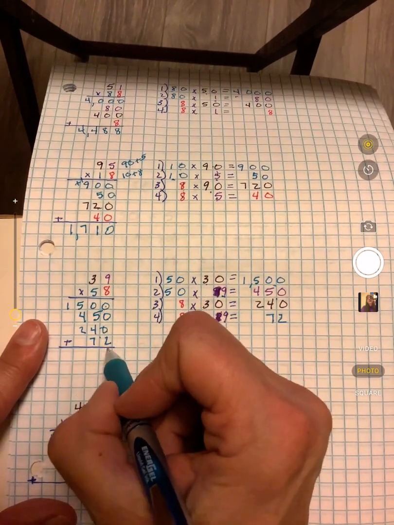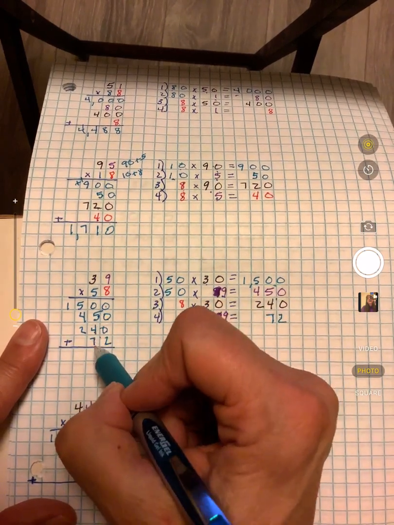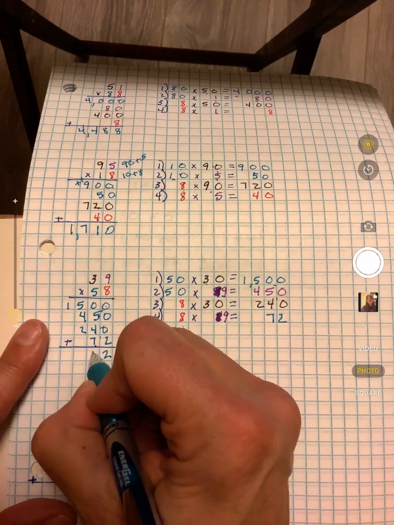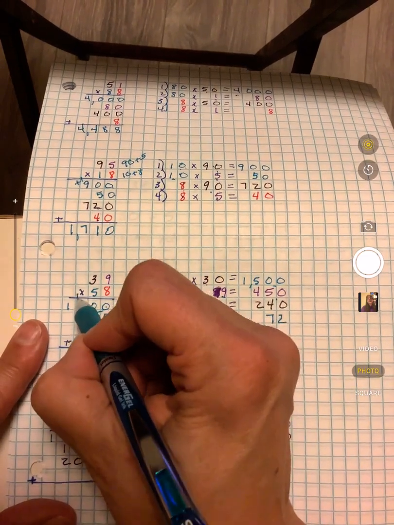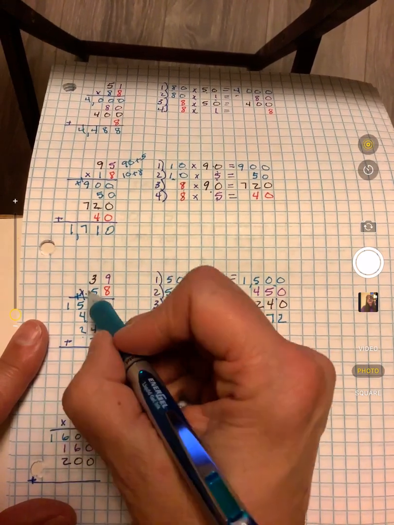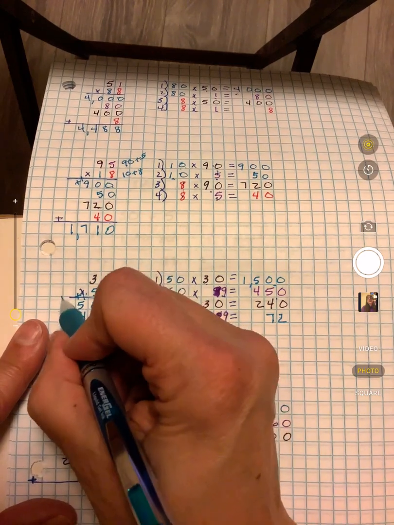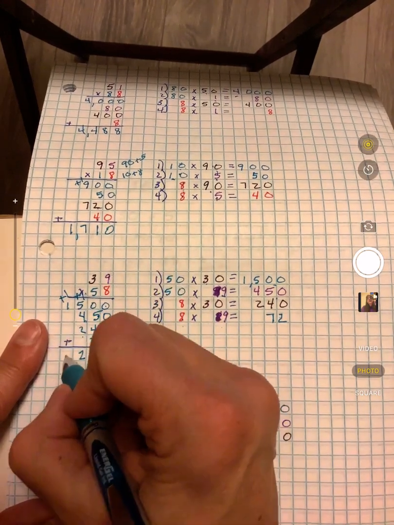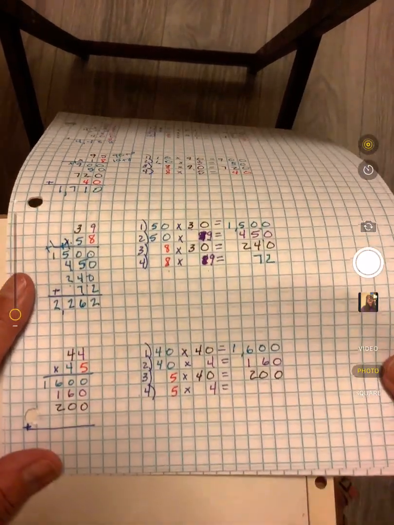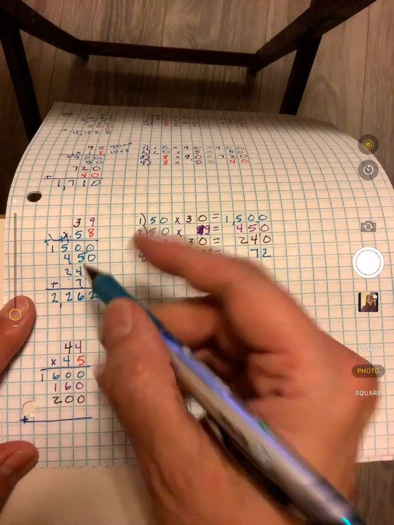0 plus 0 plus 0 plus 2 is 2. 5 plus 4 plus 7 is 16. Carry the 1. 1 plus 5 plus 4 plus 2. This is 10. Plus 2 would be 12. Carry your 1. 1 plus 1 is 2. Okay? And then finally, here they break this up.